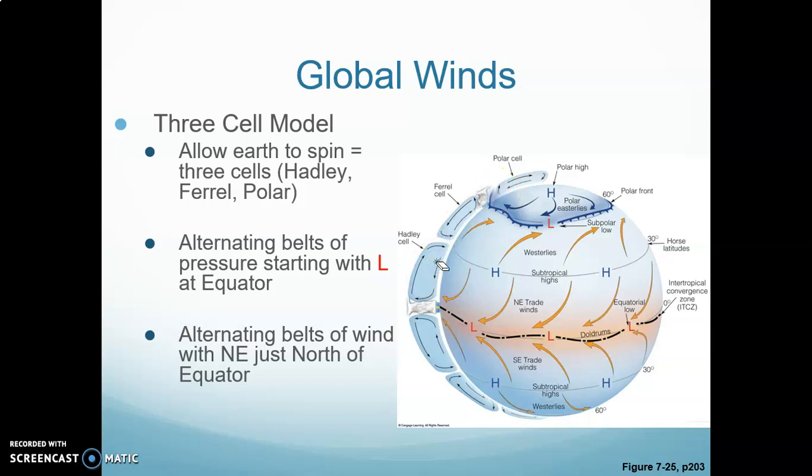Okay, so a couple of things to note here. In the Hadley cell, notice that the winds along the surface are going from the 30 degree latitude towards the equator. Well, when you kick in the Coriolis force, it turns things to the right in the northern hemisphere or to the left in the southern hemisphere, creating winds that are coming from the northeast in the northern hemisphere or from the southeast in the southern hemisphere. And so these are called the northeast and southeast trade winds.